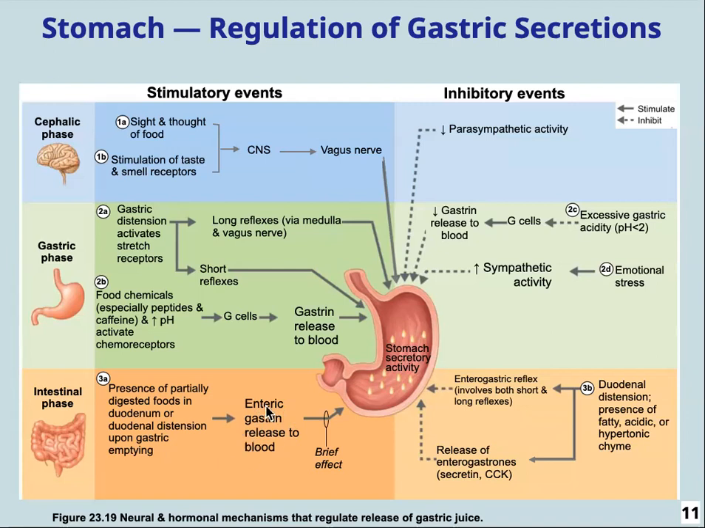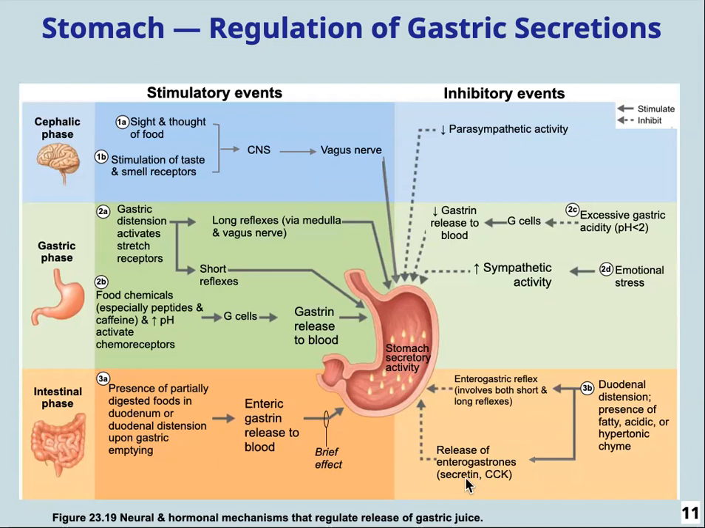or enteric gastrin. Okay. And what this enteric gastrin does is briefly stimulate the gastric glands to continue their secretory activity. But as more food then enters the small intestine, we see an initiation of what's known as the enterogastric reflex, which inhibits further gastric secretion and food entry into the duodenum. And this prevents the small intestine's absorption capability from being overwhelmed.